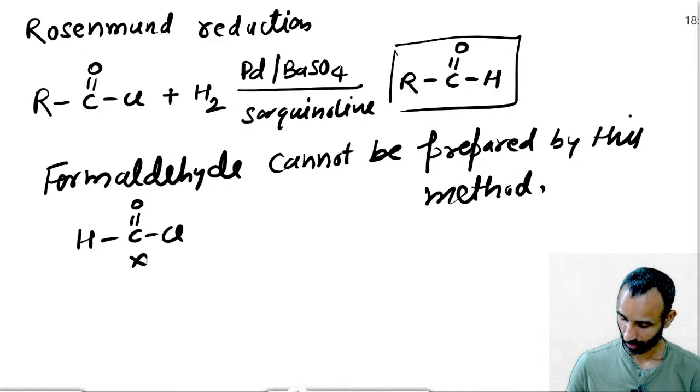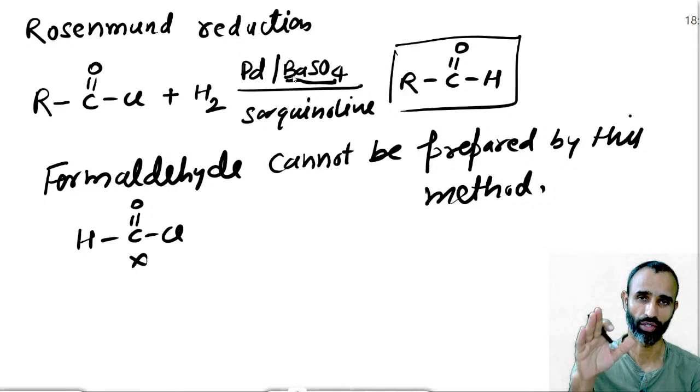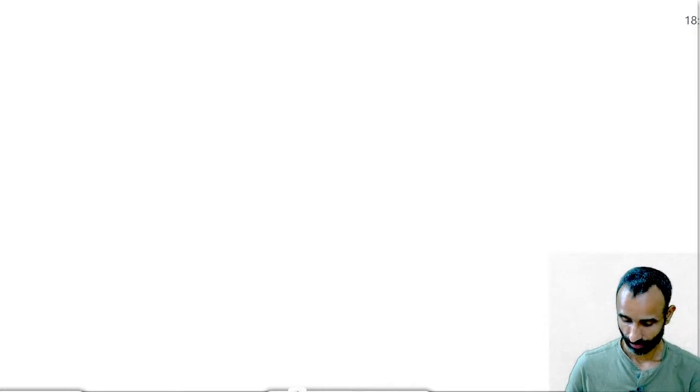If we don't use poison, then we get alcohol. If we use only H2 and Pd, then we get alcohol. Barium sulfate gives support and at the same time decreases the reactivity of palladium. Stephen reduction.